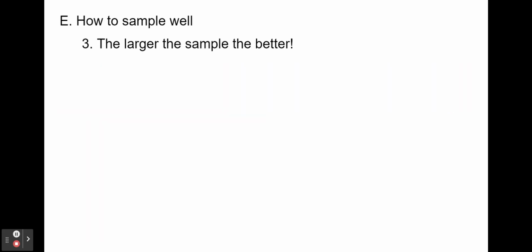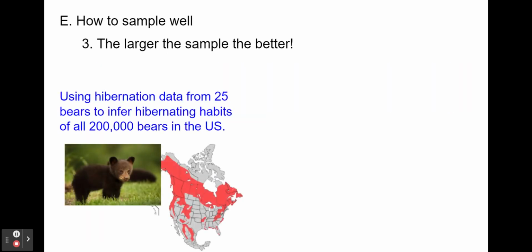Detail 3, the larger the sample, the better. If we're just using hibernation data from 25 bears to infer hibernating habits of all 200,000 bears in the US, that's not a big enough sample. We could have some errors in there. A larger sample will give us a more accurate estimation.